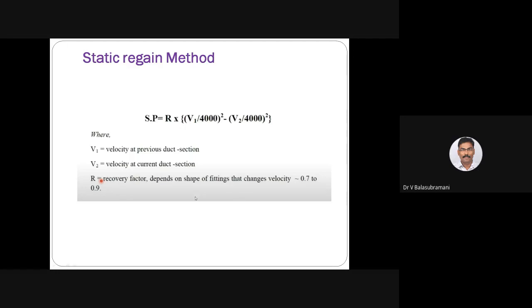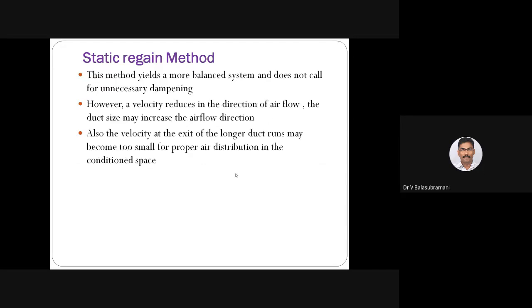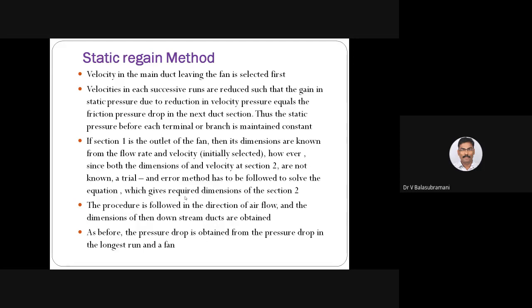What is the recovery factor? It depends upon the shape of the fittings. Normally, this value is taken as 0.9, the higher value. Higher value gives higher static pressure. Lower value gives lower static pressure. So I am taking the higher value. That's the concept. That's all. Okay. So this gives the required dimensions of section 2, and then you have to find out the static pressure. The procedure is followed in the direction of the airflow.